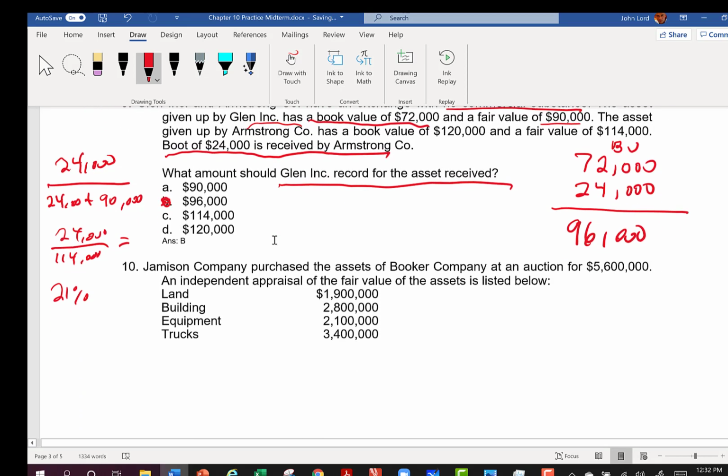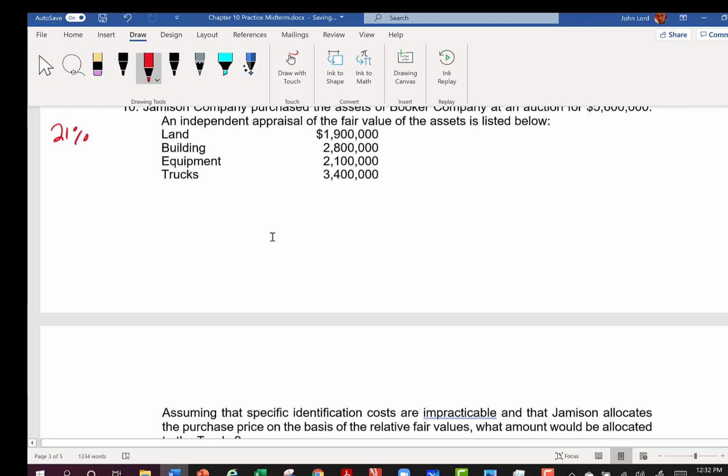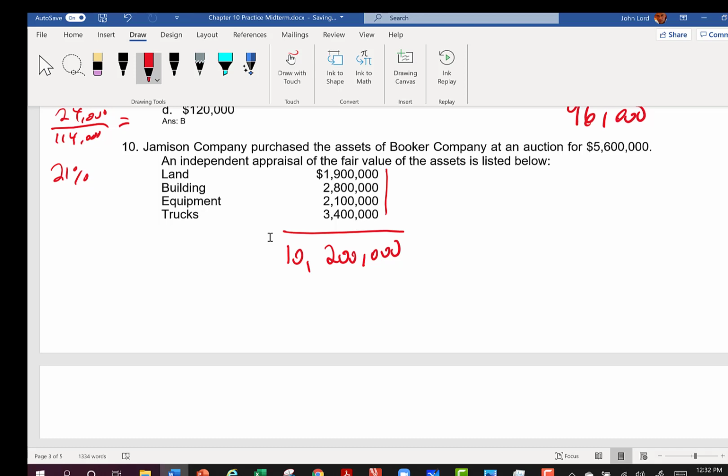Okay, good. Let's take a look at number 10 here now. This is basically a basket purchase where you purchase several assets together. And then the problem asks you, how much should be allocated to any one of the assets? All you do is add up the total of everything they bought. They bought all of this together, $10,200,000. And now they want to know, how much should we allocate to what? The trucks. Okay.